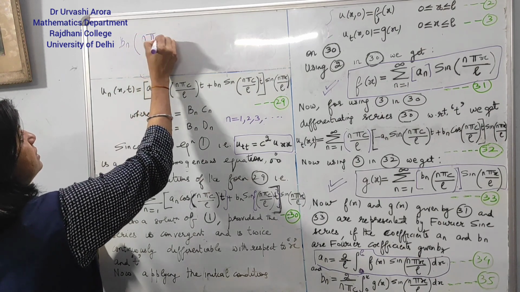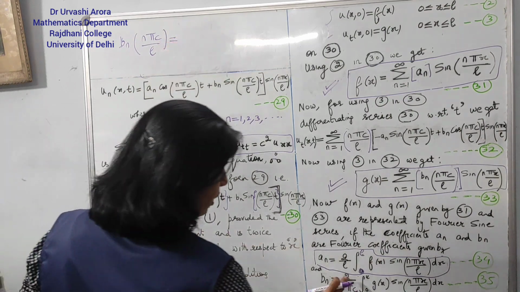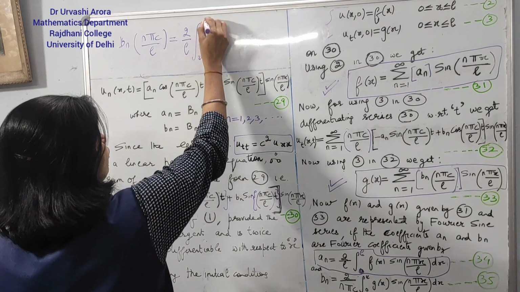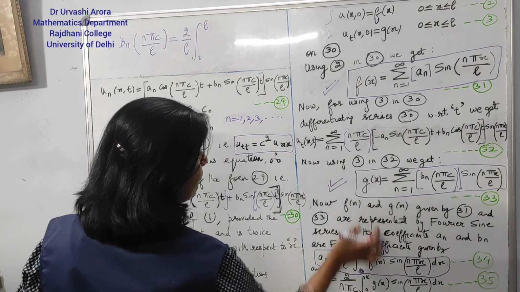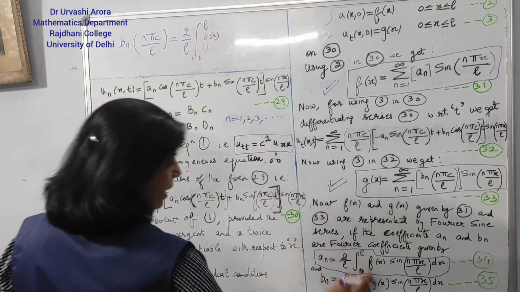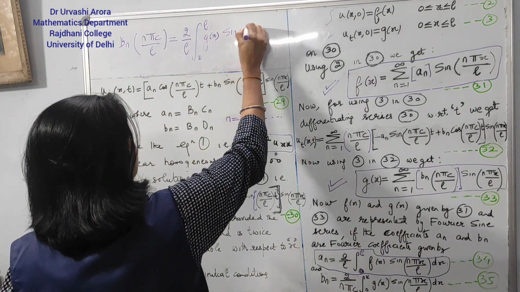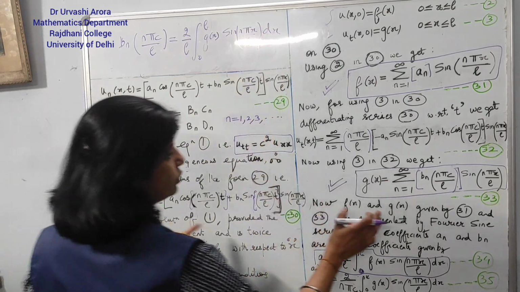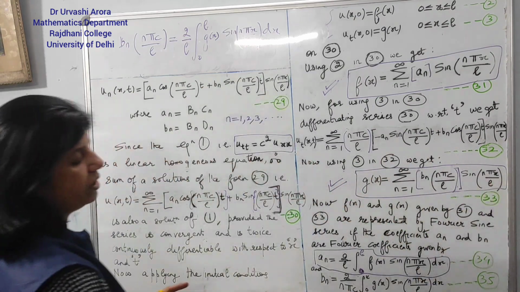n pi c by l, this is the left hand side, and this is equal to 2 by l, this is as it is, 2 by l integral 0 to l, and instead of f(x) you have g(x), so I write g(x) sin(n pi x by l) dx. So this is how we write the values of the coefficients for this particular series if it has to be a Fourier sine series.